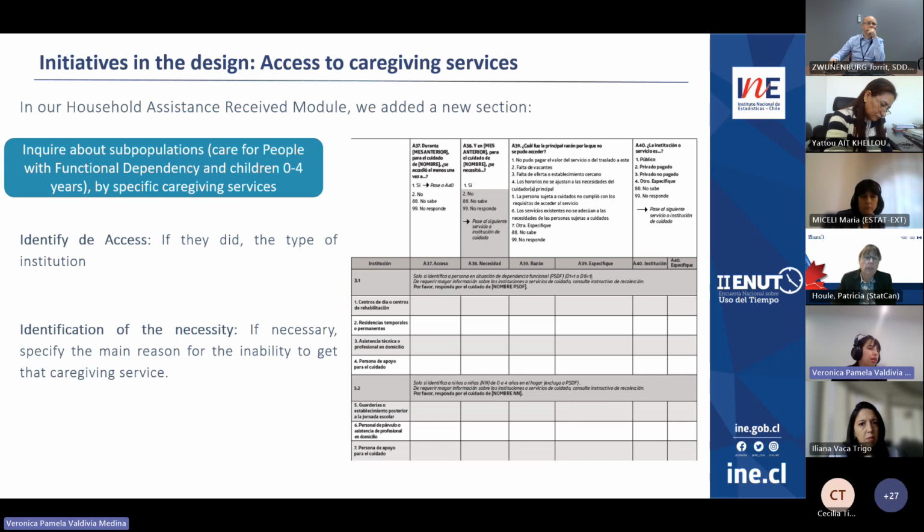If they access those services, we ask them to specify whether the institution was public, private unpaid, private paid, or another. And if they didn't access those services, we ask them to identify if they required that service. And if they did, to specify the main reason for the inability to get that care service.